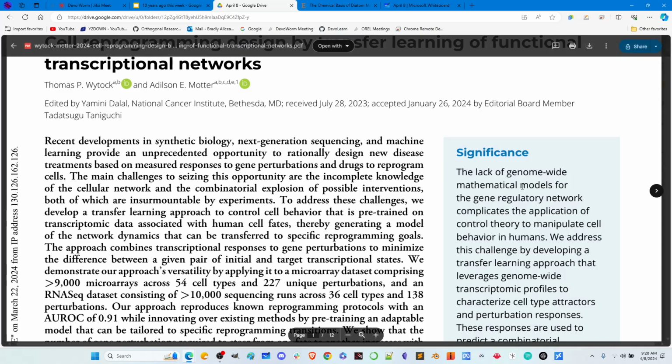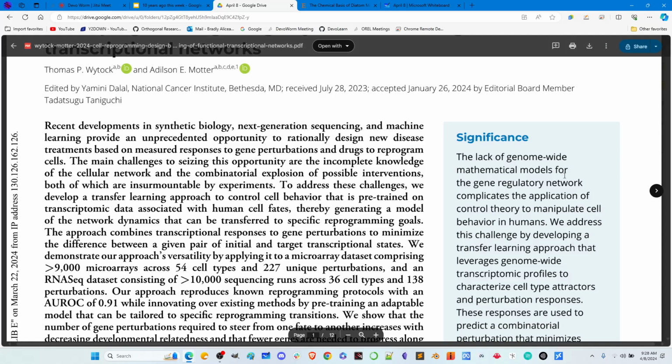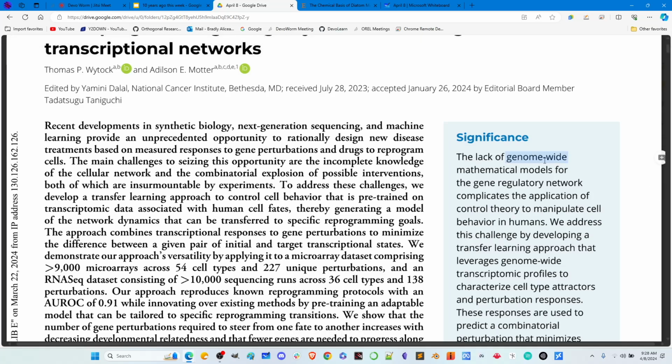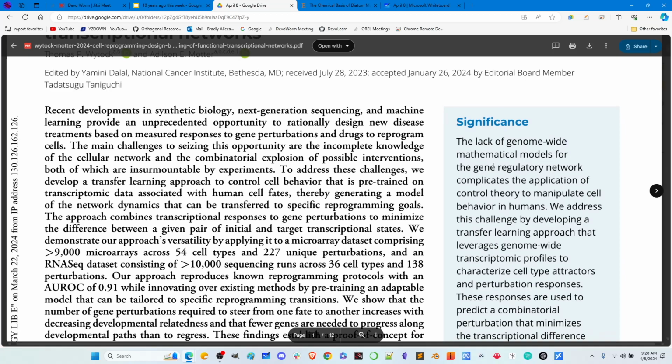If we look over here at the significance statement of this paper, you'll see that they say the lack of genome-wide mathematical models for the gene regulatory network complicates the application of control theory to manipulate cell behavior in humans. So what they're trying to do is develop some sort of genome-wide mathematical model, and this is to look at gene regulatory networks. So you want to build a mathematical model of a gene regulatory network.